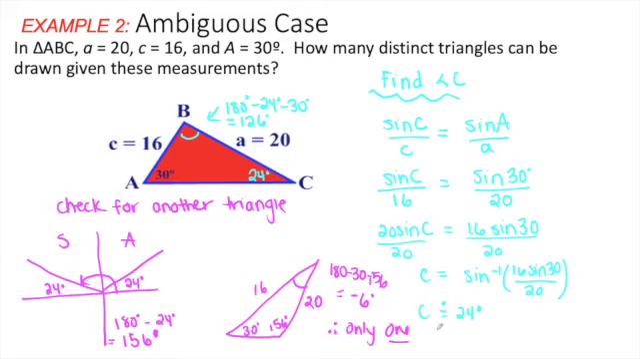only one distinct triangle can be drawn. Okay, so that is an example of only one triangle being able to be drawn. And then we'll move on to your third example.